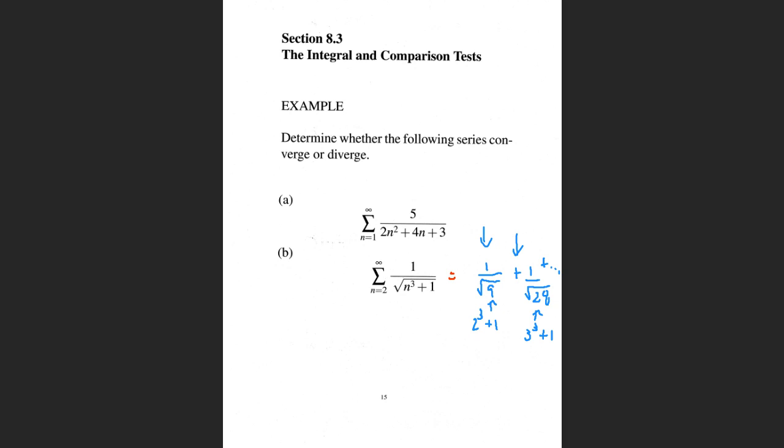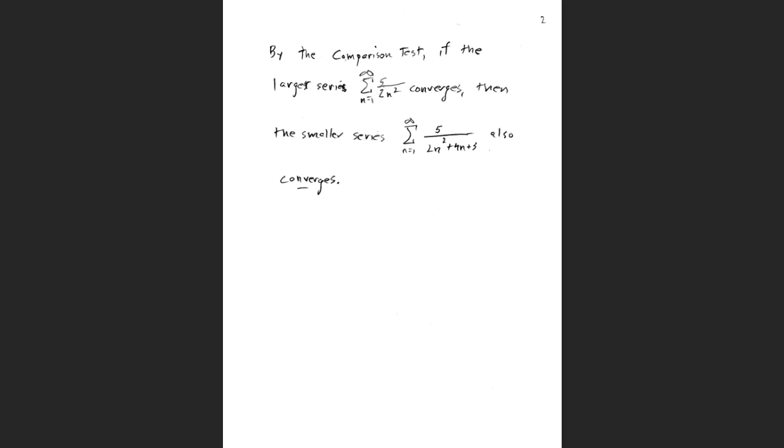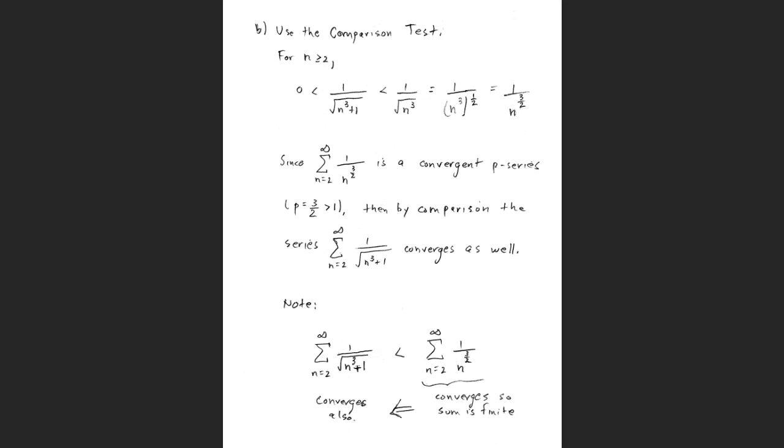So in section 8.3, we're going to be using the comparison type tests, and then you're going to learn about an integral test. We assume that the series has all positive terms, or eventually all the terms of the series would be positive. So we're going to use the comparison test. Let me show you the solution here for part B. We did this one, this is for part A, last time. Here's part B. We're going to use the comparison test.